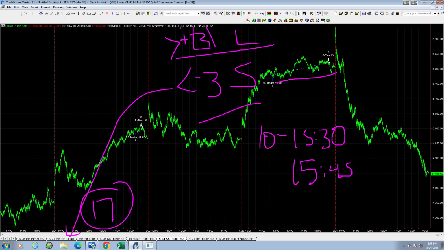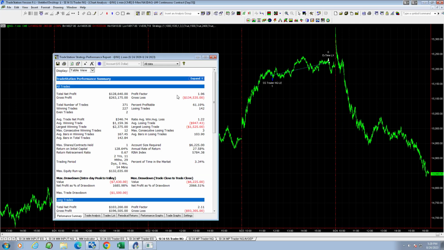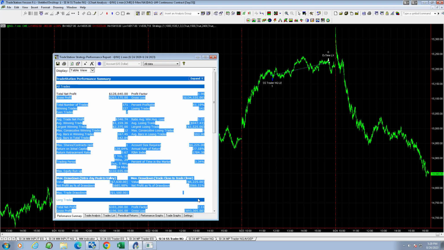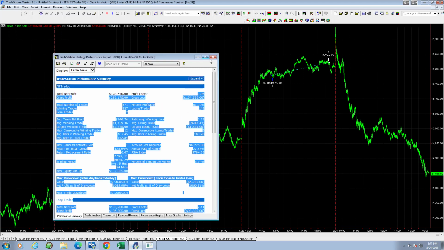Stop loss at 1,500. Let's look at the performance summary for this. 128,640, 62.25 drawdown, 346 average trade profit, 1.96 profit factor. Here is the equity curve, and so this is a more conservative way to trade.